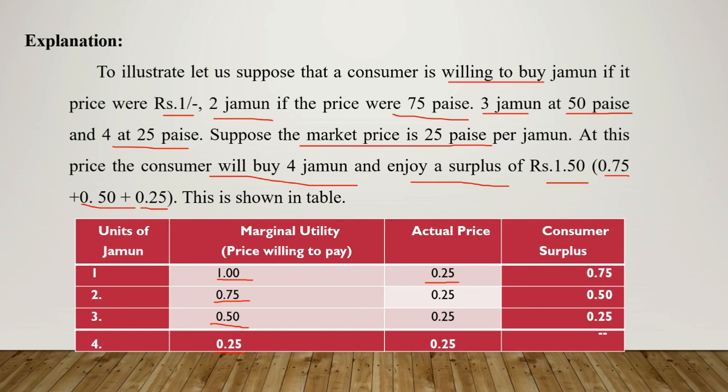Total marginal utility is 1 plus 0.75 plus 0.5 plus 0.25, that is 2.5. Total actual price is 0.25 plus 0.25 plus 0.25 plus 0.25, that is 1. So 2.5 minus 1 is 1.5. Consumer surplus is 1.5.